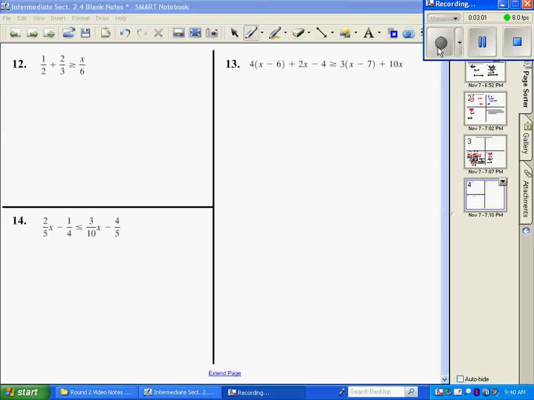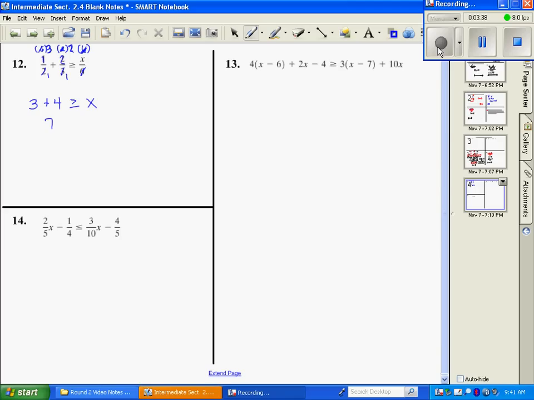Number 12, I want to find a common denominator, which is a 6. So I multiply each term by 6. In the first term divide by 2, and you get 1, divide by 2, and you have 3. So you multiply the leftover. So I say 3 times 1 is 3. In the second term, I'm going to divide by 3. So divide by 3, multiply what's left. So I have 2 times 2 is 4. This 6, divide by 6, divide by 6, they cancel each other out, so we have this.